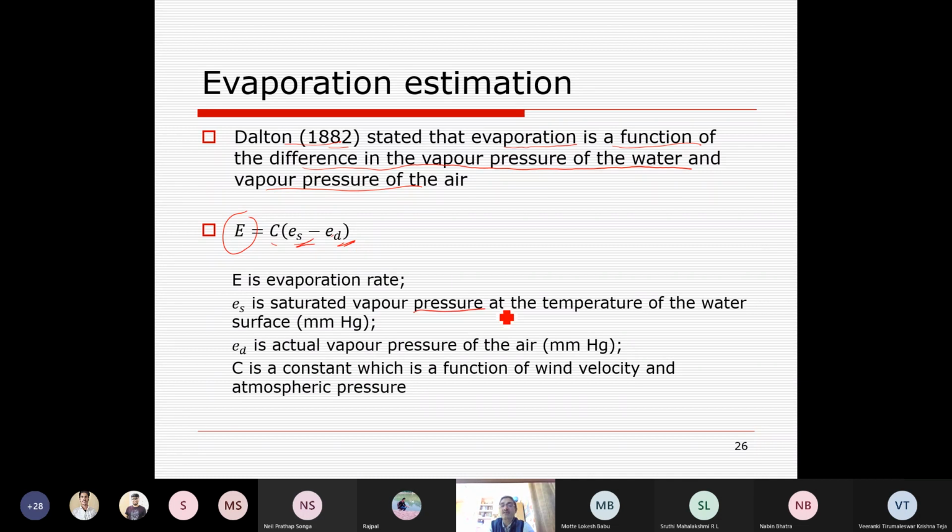That is saturated vapor pressure at the temperature of water surface, and ED is the actual vapor pressure of air that is measured in height of mercury. And C is simply a constant which is a function of wind velocity and atmospheric pressure. So in that way, Dalton connected evaporation rate simply from a water body or from a measured pan with respect to saturated vapor pressure condition of water surface and atmospheric air with this constant.